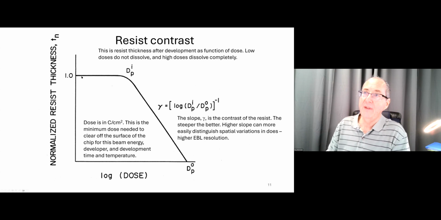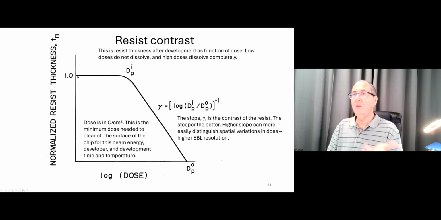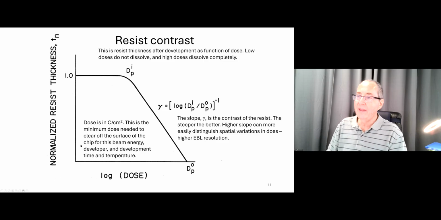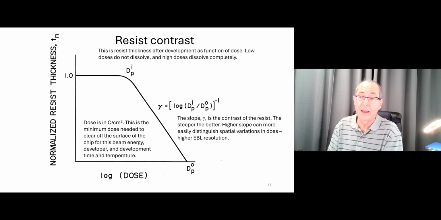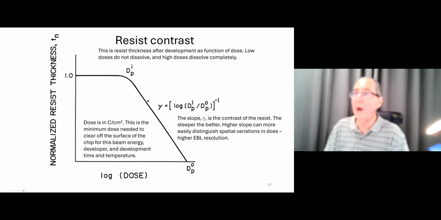This is a plot. If you've never seen it before, it's a resist contrast plot. And what you do is you take the resist thickness, you normalize it to whatever its thickness is, you call it 1, and then you plot after exposure and development with your favorite resist, your favorite developer, at your favorite temperature for your favorite amount of time. That gives you one curve. The curve could be different if you change any of those things. But for the way that you do a development, you get one curve.